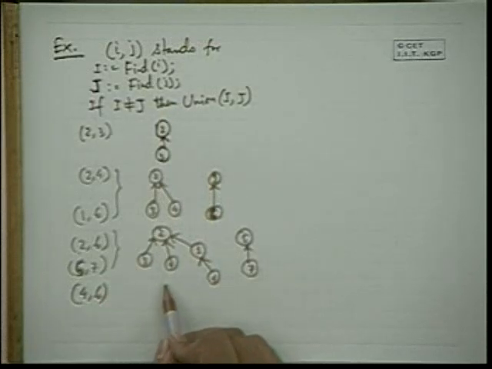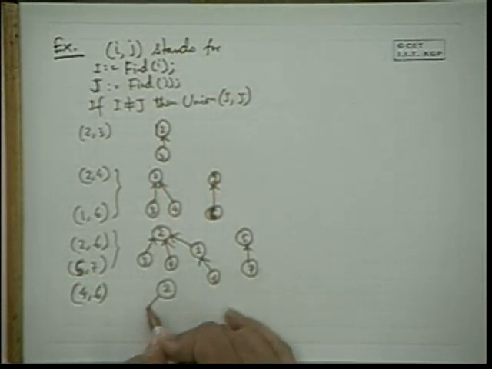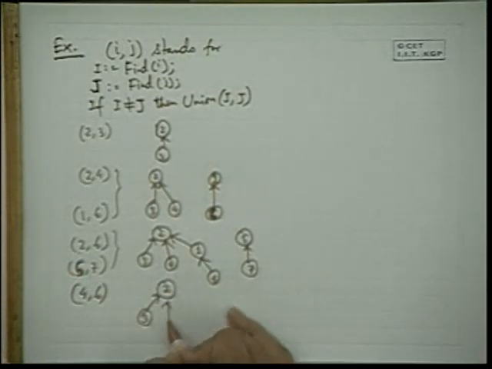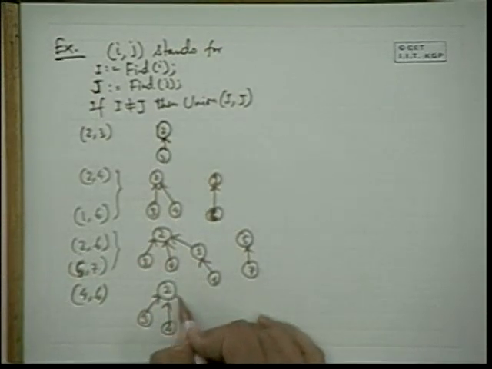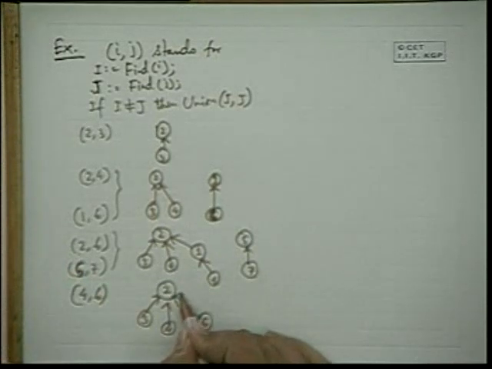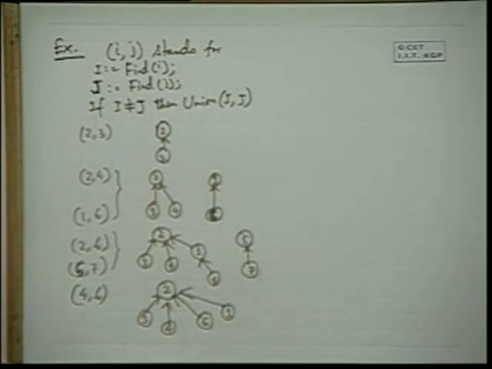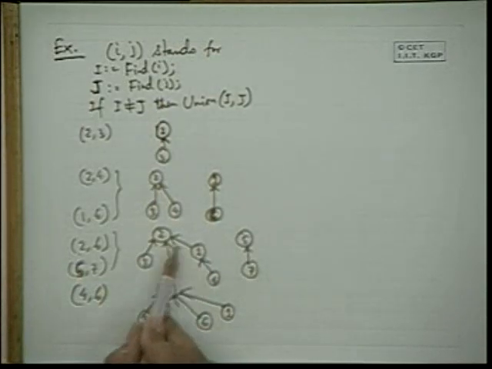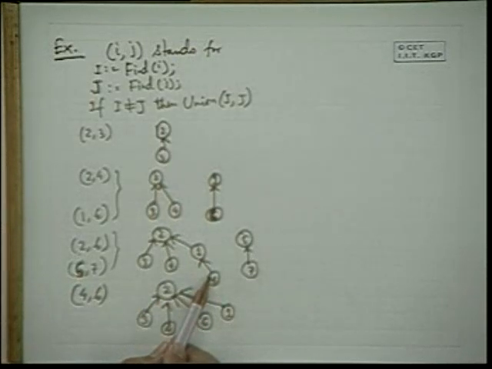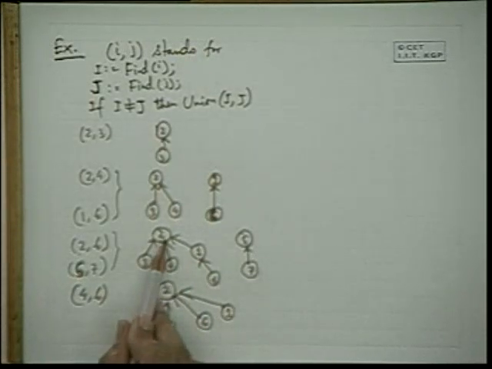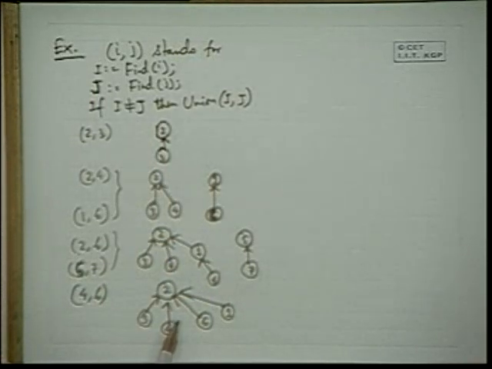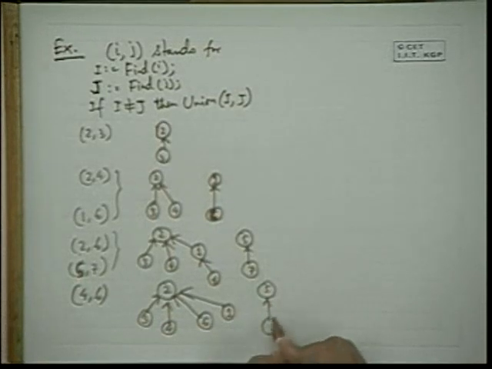There will be no union at all, but as a byproduct of this, the tree will change. It will look like this now. 3 and 4 remain as they are. While doing 6, 6 will point here, and 1 also points here, so all of them now point to 2. Because while doing 6, I have to traverse 6, 1, 2, and all the nodes on the path will point to the root directly. Although there is no union, only find, the tree is changing as a byproduct. This one remains 5, 7.